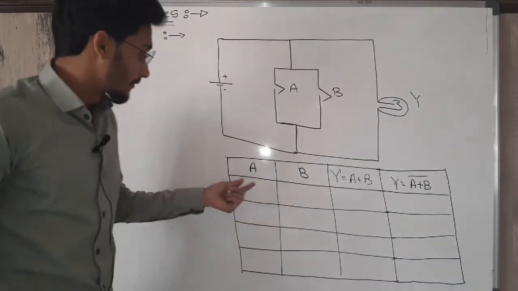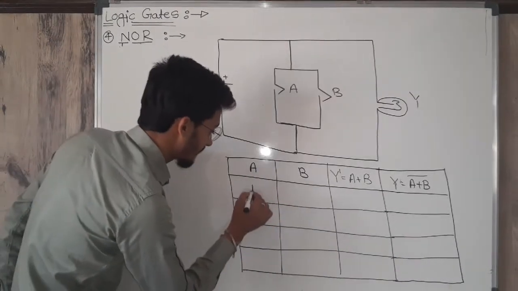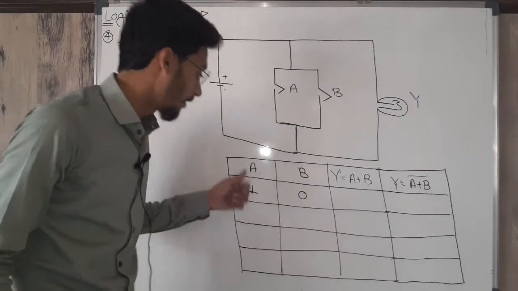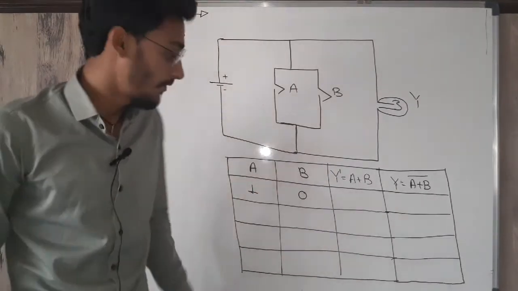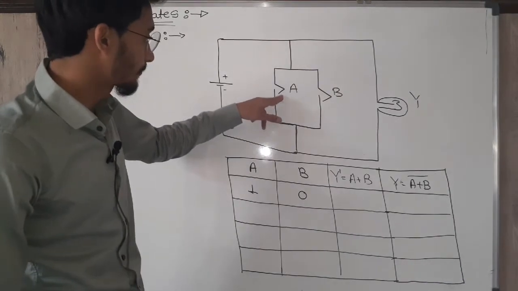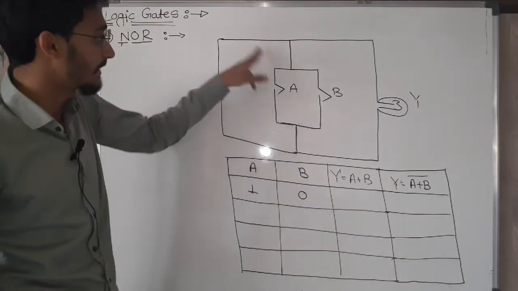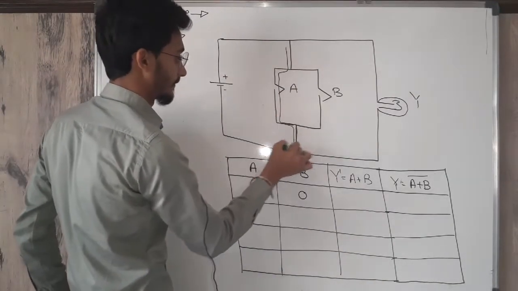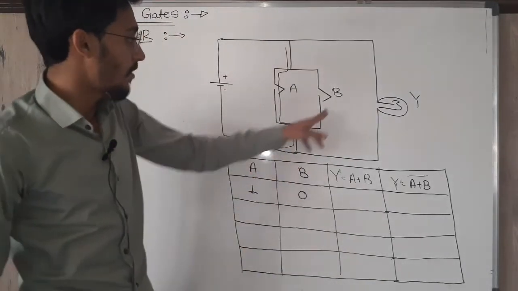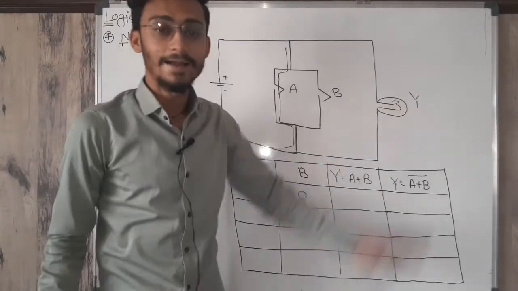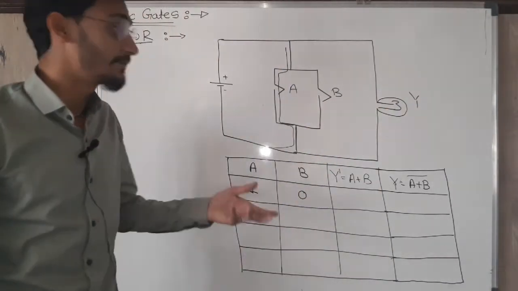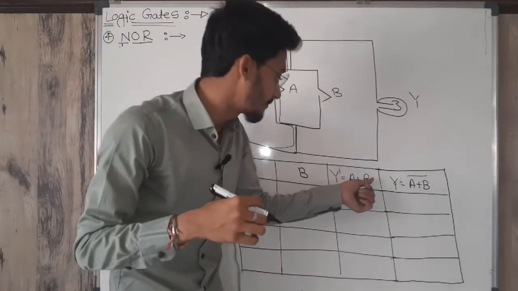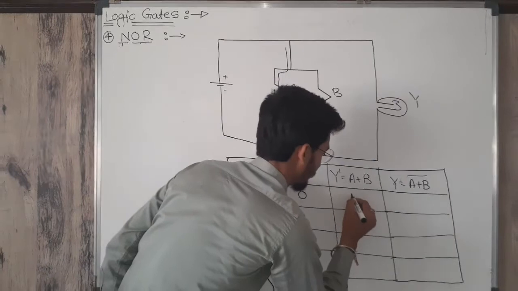So the first possibility is when A is on and B is off. Very simple. When A is on, it means the circuit is complete like this. This circuit is complete, this circuit is complete. And B is off, then the bulb cannot receive the electric signal, right? So you can see that A plus B becomes 1.